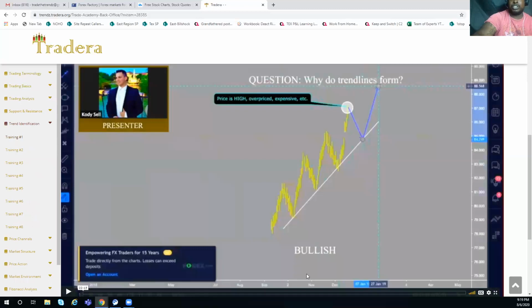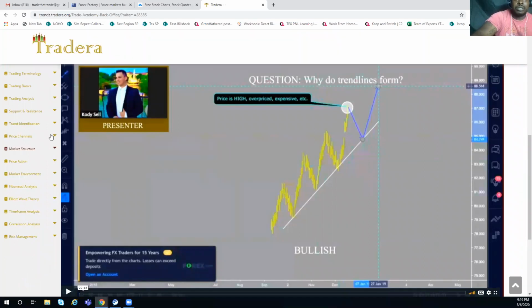Are we seeing bullish trends, which is an uptrend? Are we seeing bearish trends, which is a downtrend? Are we seeing consolidation, which means it's not making a lot of moves, staying very consistent to current price? Then the price channels, again, market structure, price action.